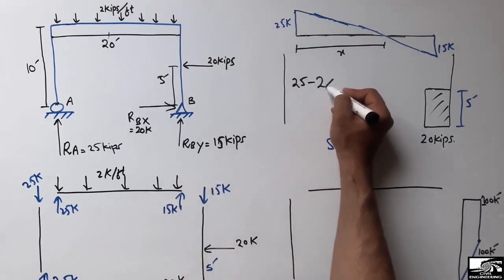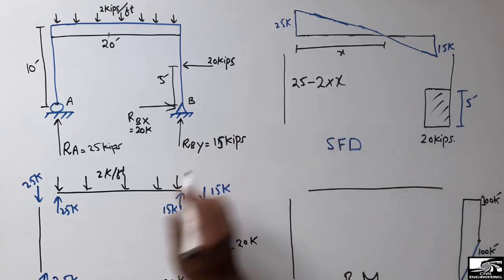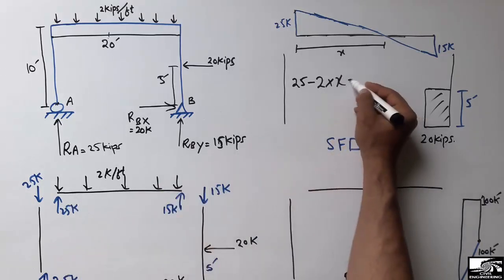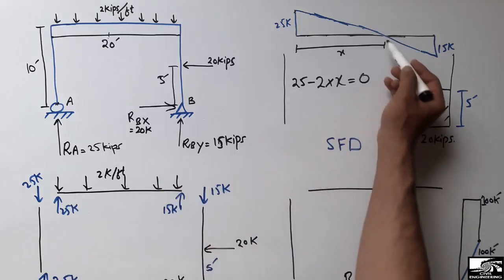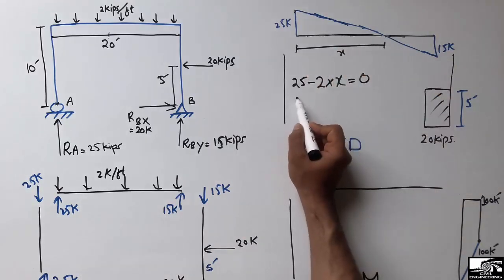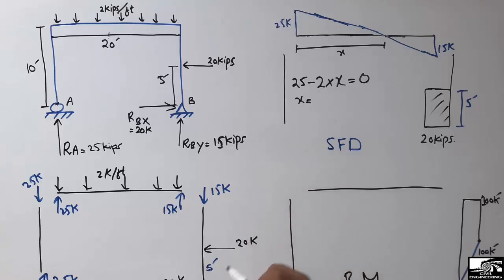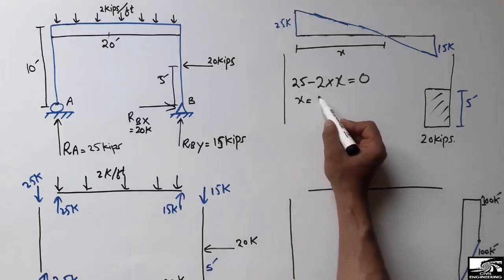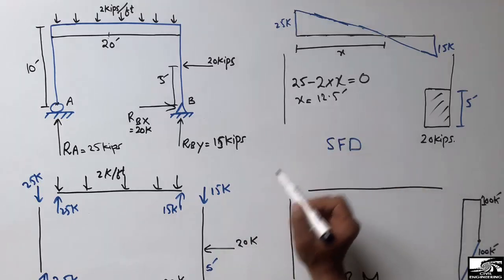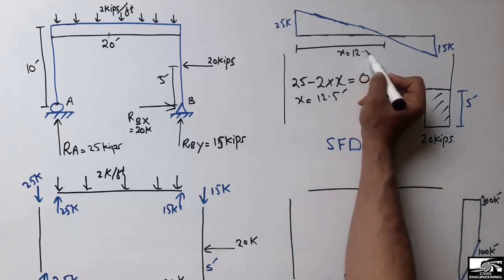So 25 minus 2x, up to which point it is acting downward. We will set it equal to 0, so at which point it is equal to 0, we can find this x length. So I can find out that x comes out to be 25 divided by 2, 12.5 foot. So this distance is now 12.5 foot.